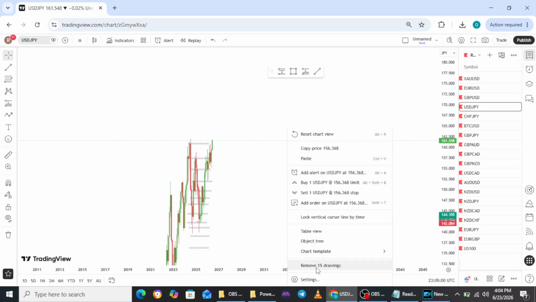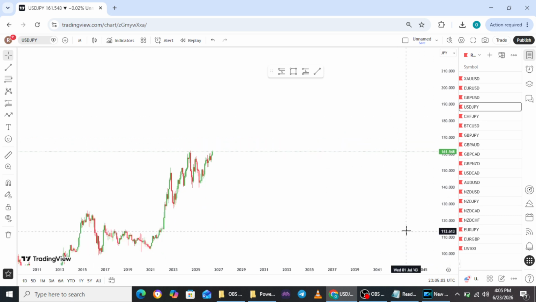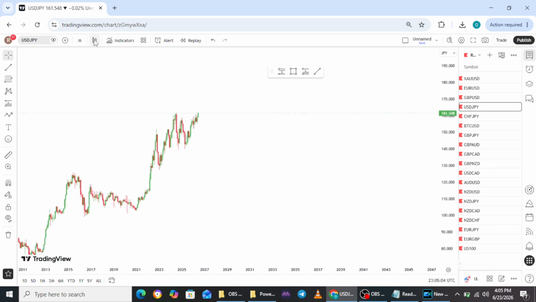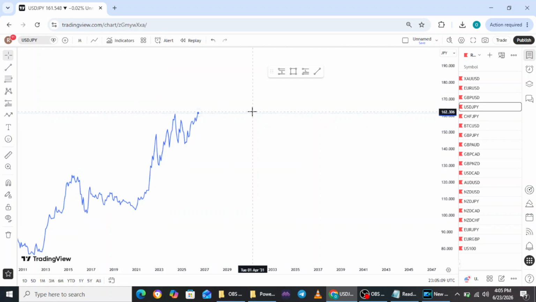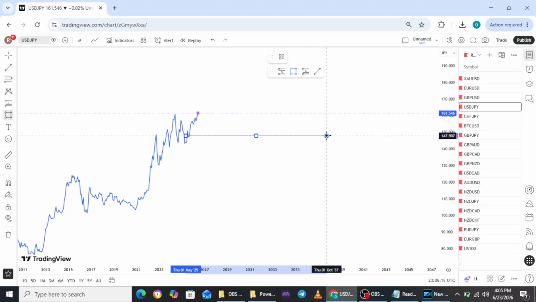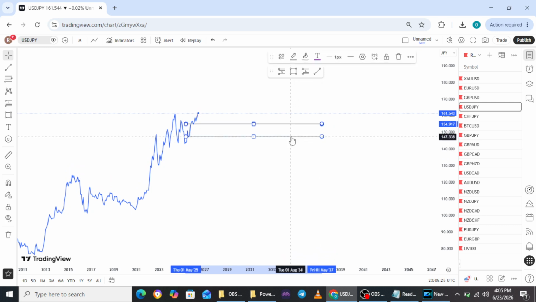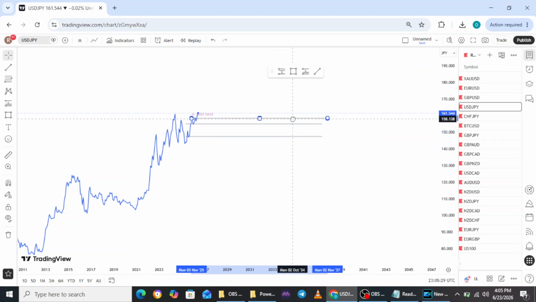You get your structure from the monthly time frame. You start it from the monthly time frame using your line chart. Focus on this, the bend, the sharp bend. That's where you put your structure. It shows you where the market has really reacted.